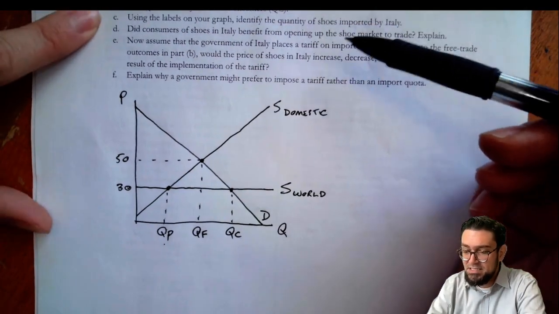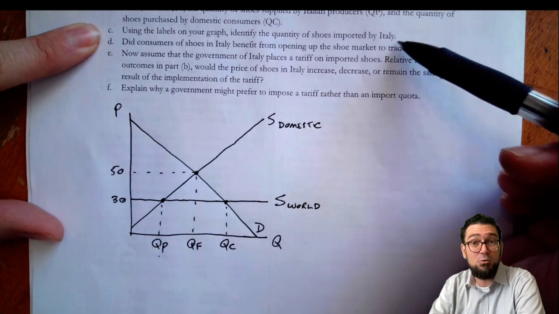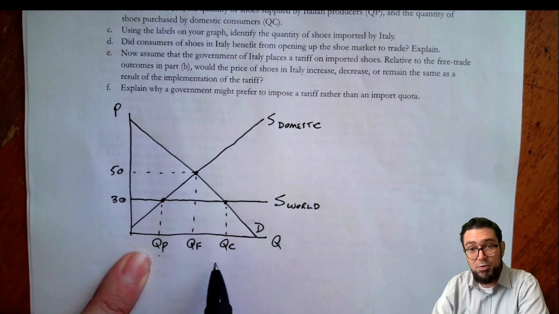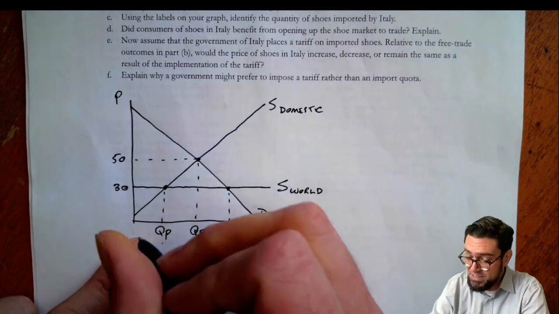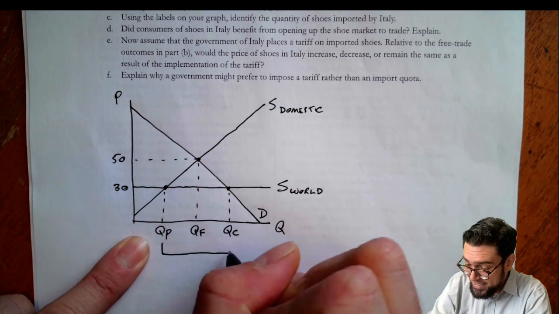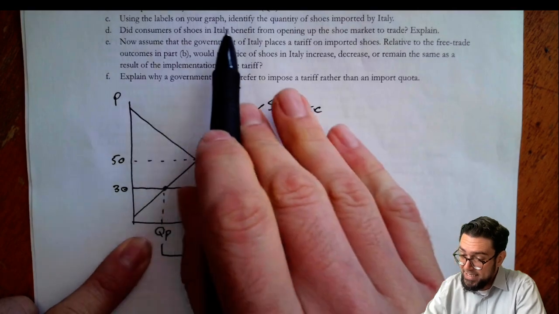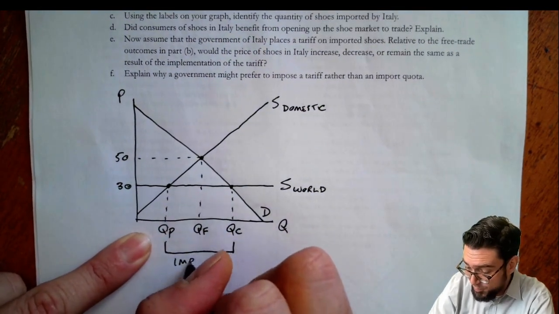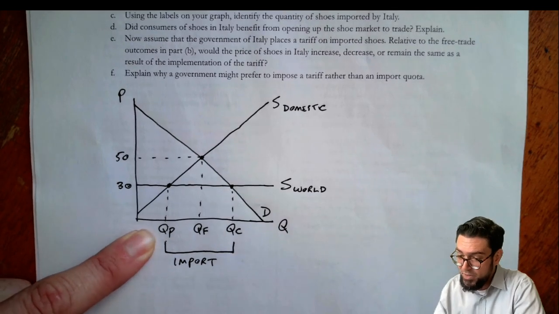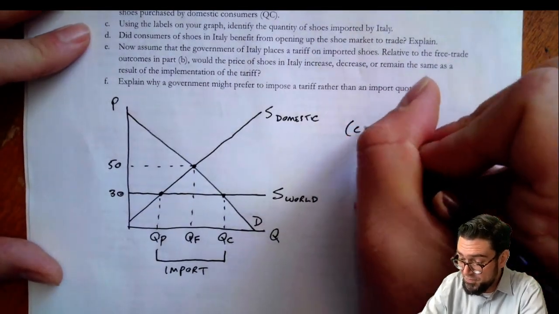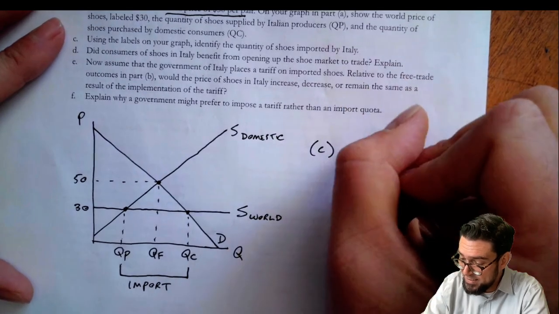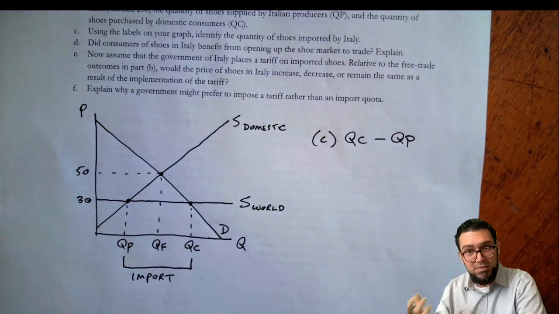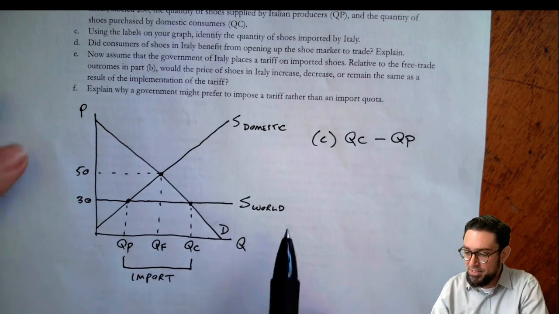And then it says C, using the labels on our graph, identify the quantity of shoes imported. Well, the ones that are being produced domestically are QP, but we know that we're buying the amount QC. And so we're going to put a little bracket here, right there. And that quantity difference between QP and QC is the import, right? And so we can also write off to the side, since it's asking for that, we would say it's QC minus QP. That's another way that we could say however much is the amount imported.